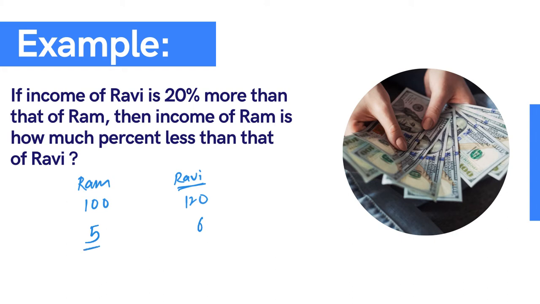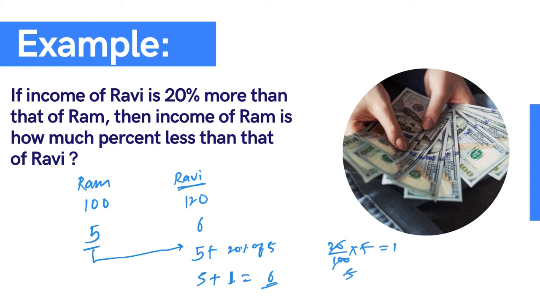So let's see, if Ram's income is 5, then Ravi's income will be 6. Is it correct? Let's see. Ravi's income is 20% more, so 5 plus 20% of 5. That is 20 divided by 100 times 5. 5 times 5 is 1 here. So this is 6. So I can say yes, this is correct.